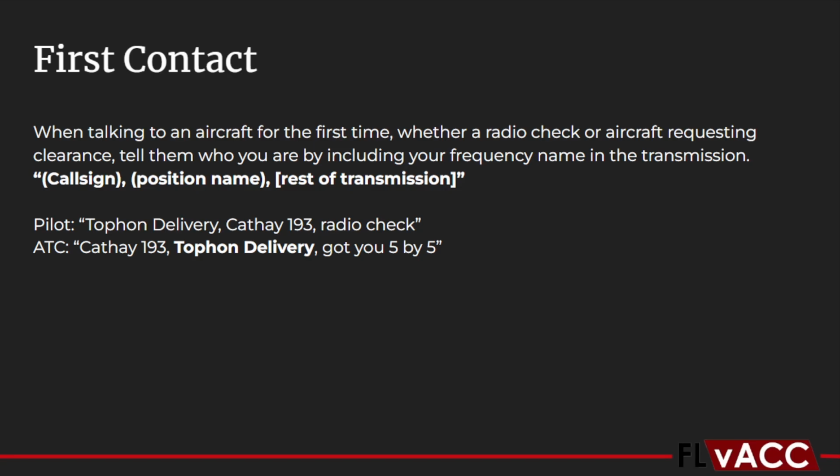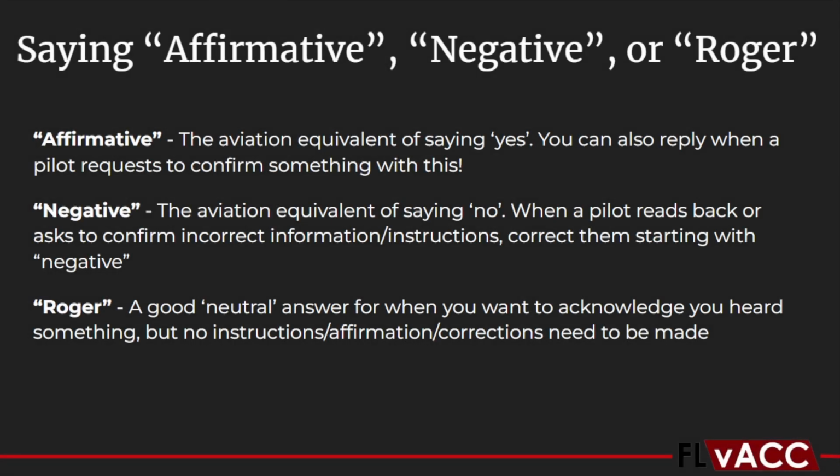Moving to the basics of how we essentially say yes, no, and okay, we have these three words. Affirmative, or affirm, are the aviation equivalents of saying yes to a question or confirming that information is correct. For example, if a pilot wanted to confirm the squawk code they are assigned, they might say, confirm squawk 6300, in which case you would reply, affirmative. On the other hand, if that was wrong, and the aircraft squawk was actually supposed to be 6310, you might say, negative, squawk 6310.